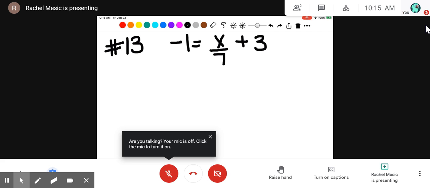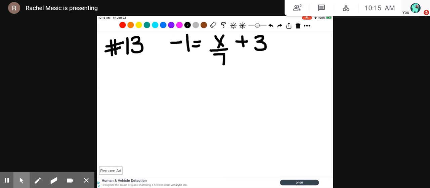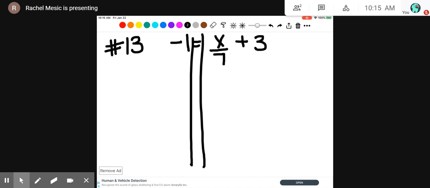Here are a few examples from solving number 5, solving two-step equations. Number 13, we have -1 is equal to some number divided by 7 increased by 3. So something happened following the rules of PEMDAS. So we're going to undo that by doing PEMDAS in reverse. We're going to add or subtract first.